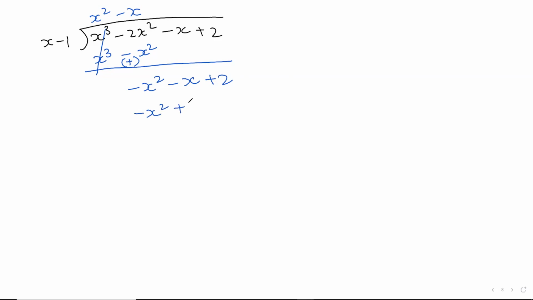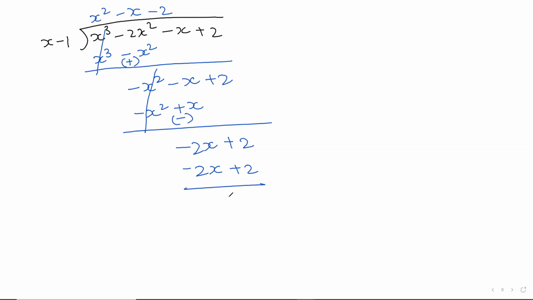Well, ma'am, sorry, plus x. Plus x. Yes. That's right. It will get cancelled and minus 2x plus 2. Minus 2x. Yes, ma'am, minus 2x plus 2, minus 2. Very good. Minus 2 and minus 2x plus 2, and they will get cancelled. Very good. Very good. Thank you so much, Mridula.